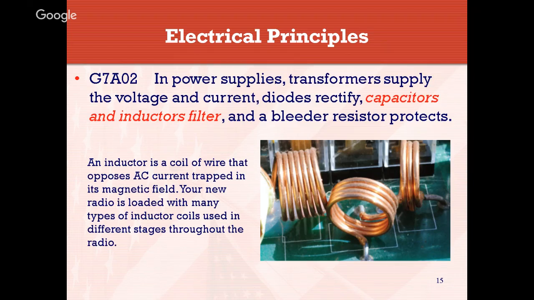In power supplies, transformers supply the voltage and current, and diodes rectify, and capacitors and inductors provide the filtering component and process. And a bleeder resistor protects, especially your body. When you look inside your power supply, you have an inductor, which is a coil of wire that opposes AC current trapped in its magnetic field. And you'll see that your radio has quite a few of those. So capacitors and inductors help with filtering.